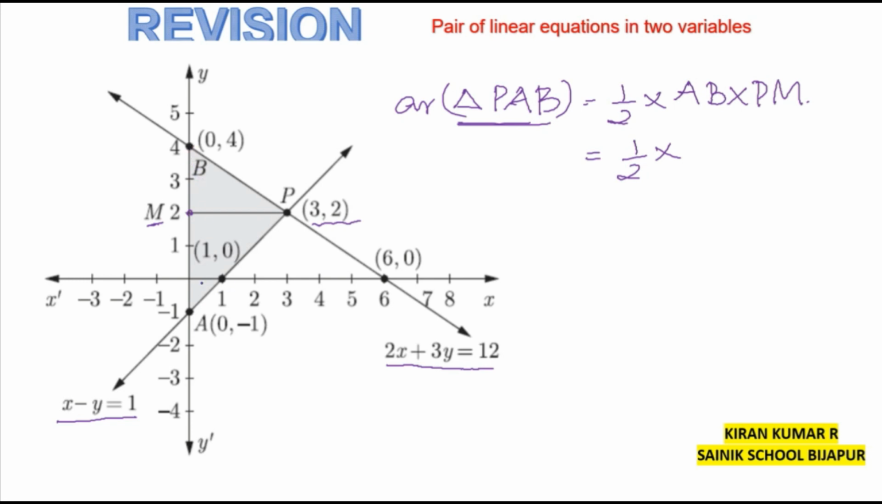From point B to the origin, it is 4 units. Again, from origin to point A is 1 unit. Together it is 5 units. Multiply by the height PM, which is the distance between point P and the x-axis, which is 3 units. So we get the area as 7.5 square units.